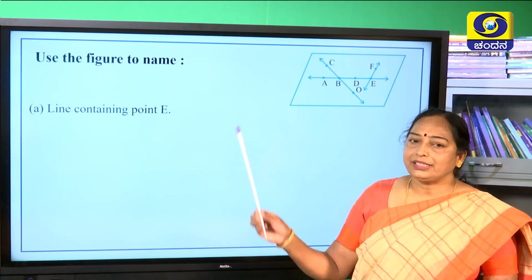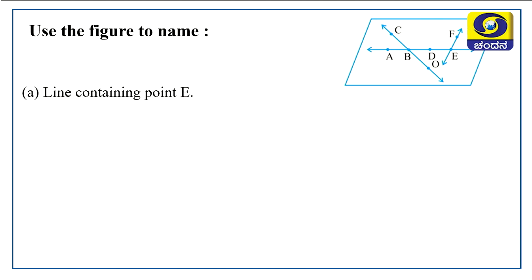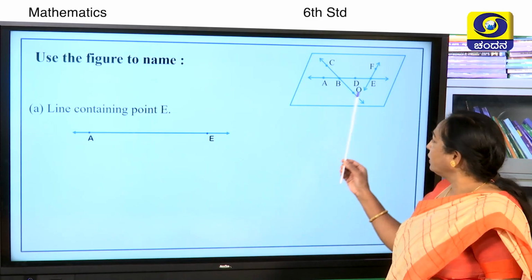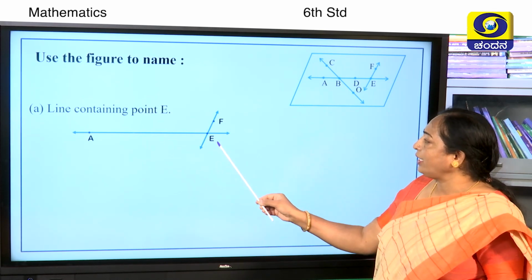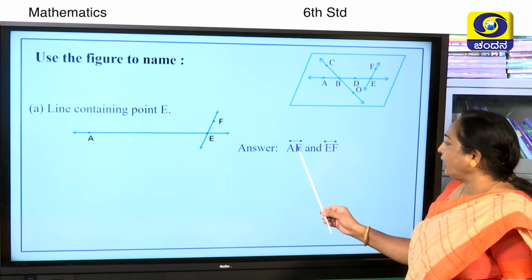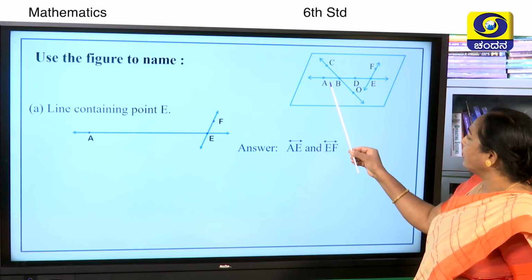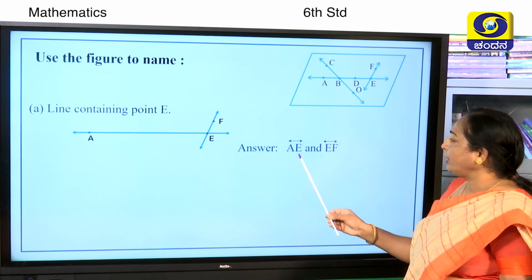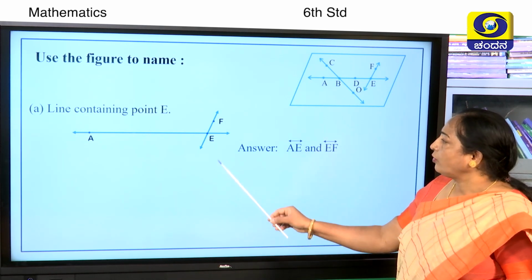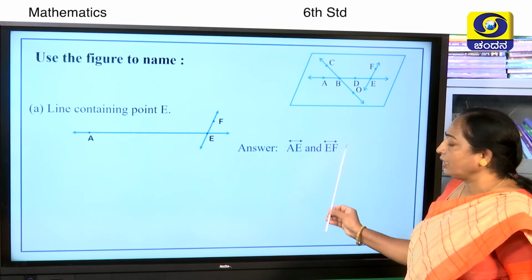Dear children, using this figure, shall we name the geometrical concepts? Line containing point E. E is on the line AE and also E is on the line FE. Therefore, the lines containing point E are AE and EF. AE is also considered as the line AB, the line AD, the line BE also. Here we took the line as AE.